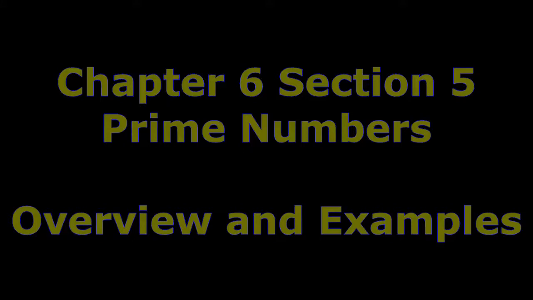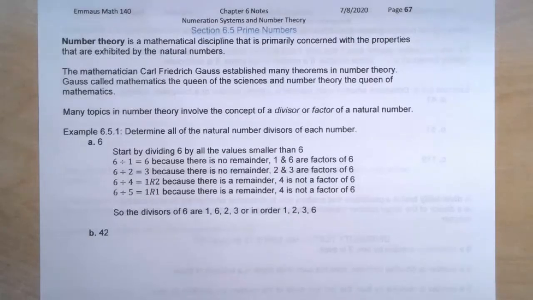We are in Chapter 6, Section 5, which is all about prime numbers. So this is the start of number theory. We're going to be moving away from using bases. And the big idea here is to understand what's a prime number and what's a composite number.